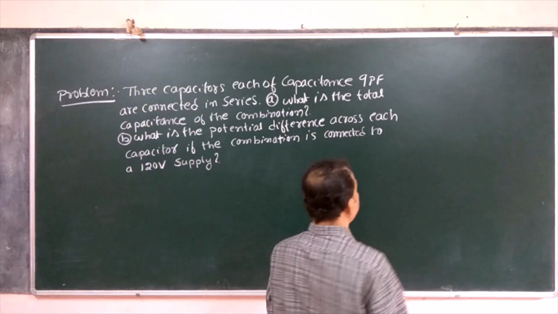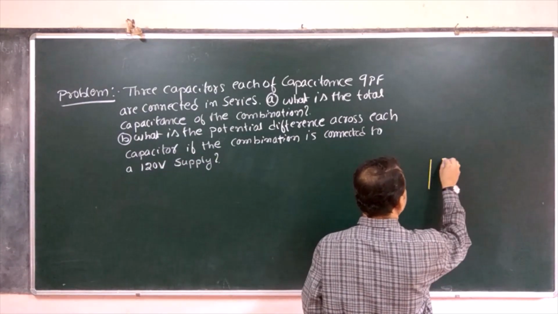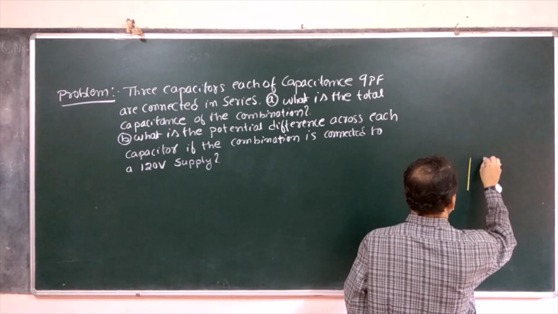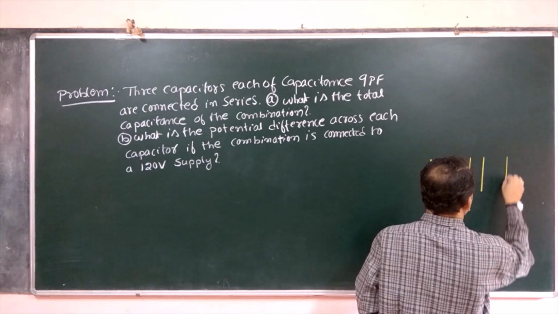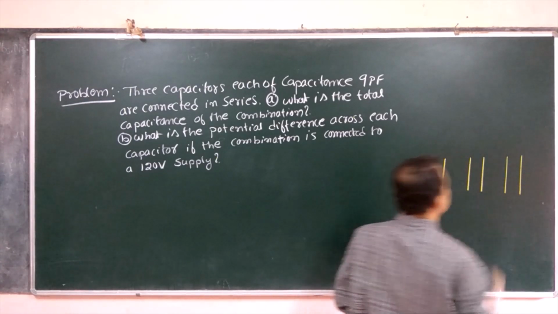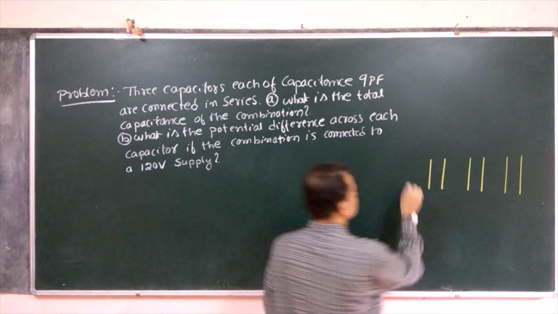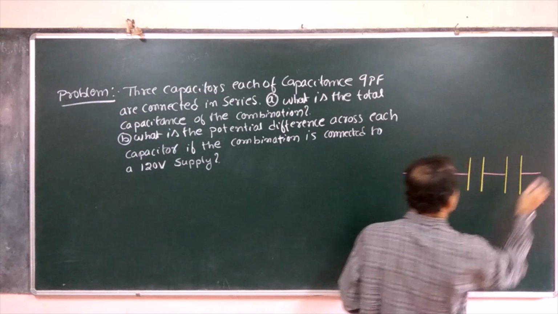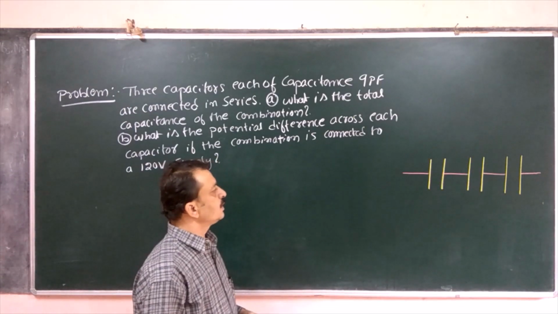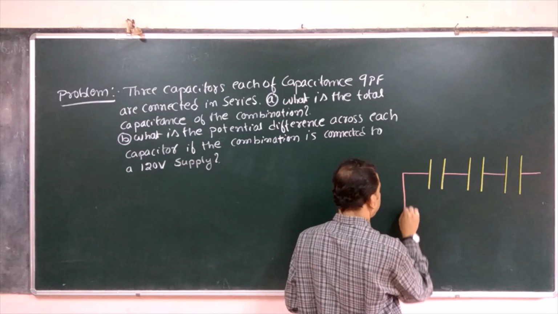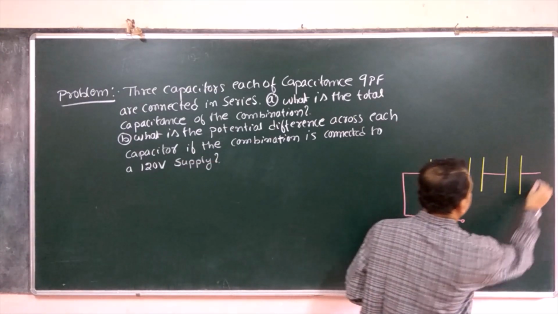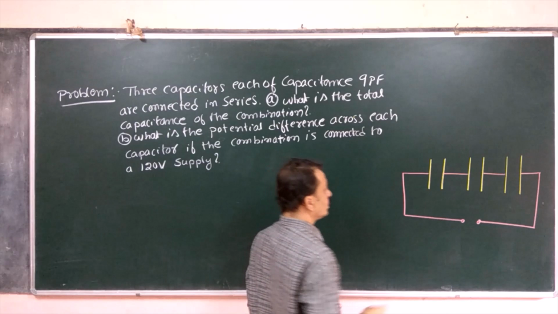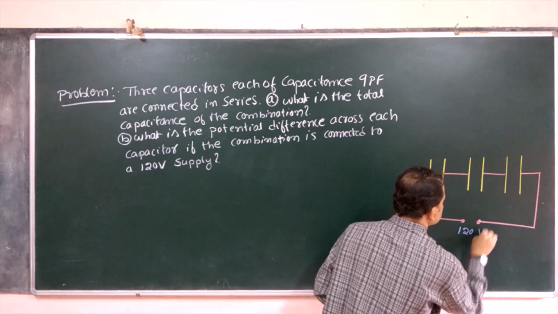Okay, 3 capacitor ಕೊಟ್ಟಿದ್ದಾರೆ, they are connected in series. The first capacitor and the second capacitor and the third capacitor. So they are connected in series, that is end-to-end connection, we call it as series connection. Okay, and later it is connected to a supply. How much it is? 120 volts supply.